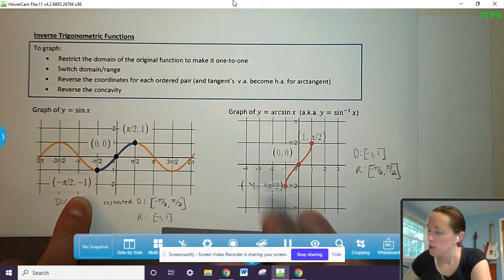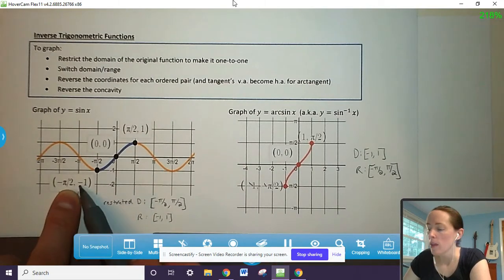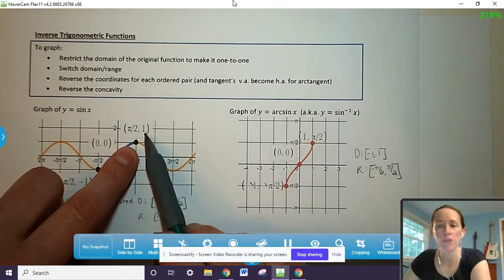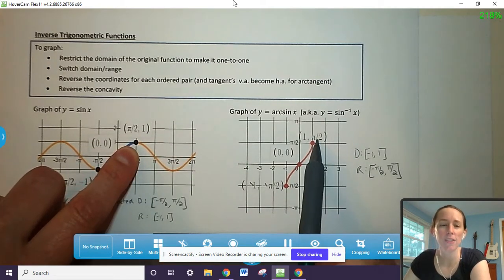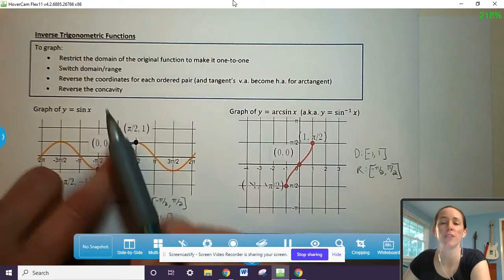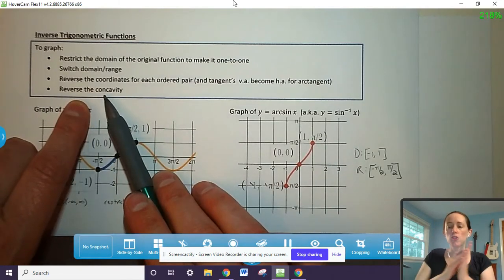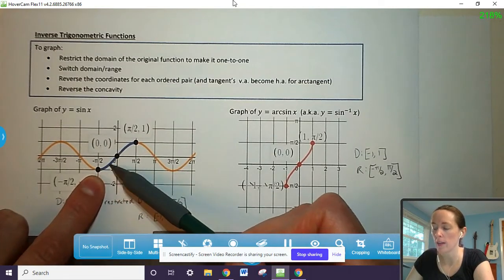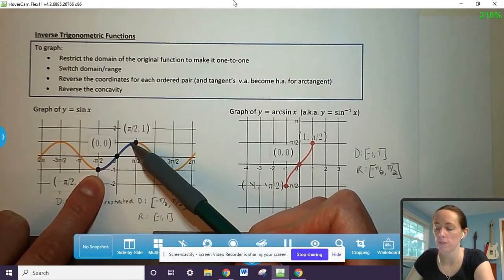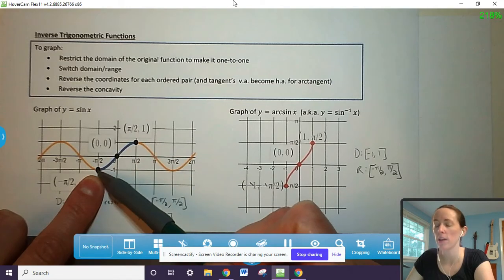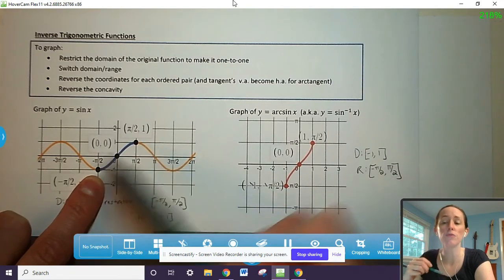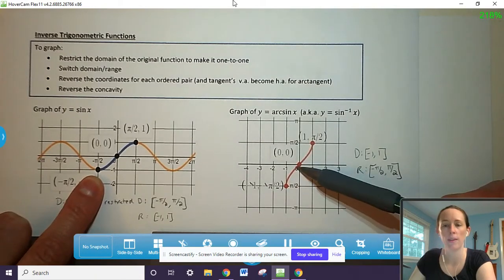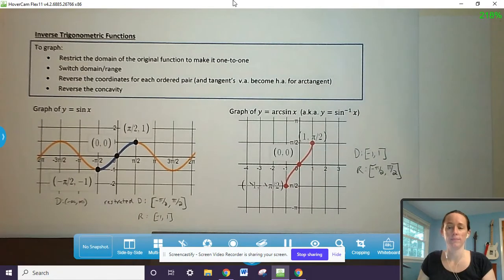Okay, so we reverse the x and y. Here 0, 0 becomes 0, 0, and π/2, 1 becomes 1, π/2. And then the final thing was to connect the dots by reversing the concavity. So from left to right, this part is concave up, then concave down. So if the original goes concave up to concave down, then the inverse from left to right must go concave down to concave up. And that's how we sketched the graph.